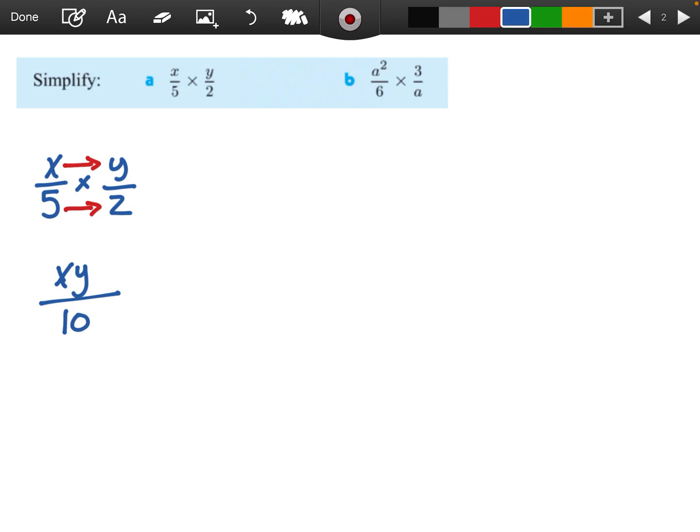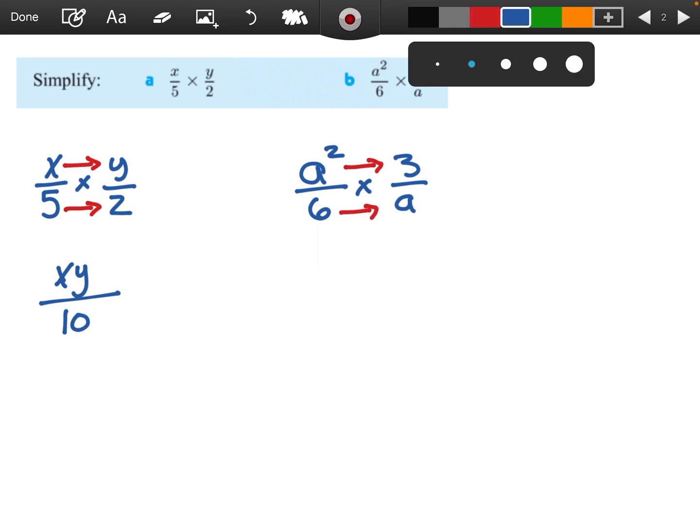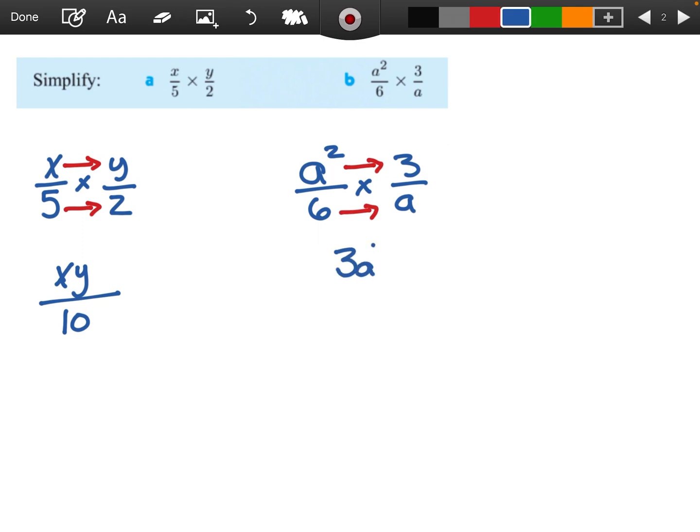And then in example B, we have a squared over 6 times 3 over a. Same exact process. We're going to multiply straight across the top, and then straight across the bottom. So multiplying numerators together, we have a squared times 3. That's going to give us 3a squared, remembering to put the numbers before the letters. And then across the bottom, we have 6 times a, giving us 6a. Then we look to see if we can simplify this at all.